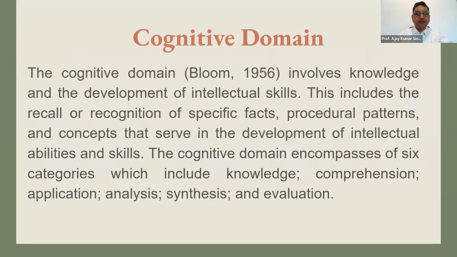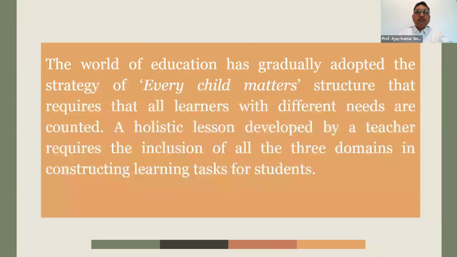Although the 6 categories have been mentioned under the cognitive domain, as per Bloom's, that is knowledge, comprehension, application. Application is about learning to do, analysis, synthesis, and evaluation. The world of education has gradually adopted the strategy of the Every Child Matters structure that requires that all learners with different needs are counted. A holistic lesson developed by a teacher requires the inclusion of all the 3 domains in constructing learning tasks for students.